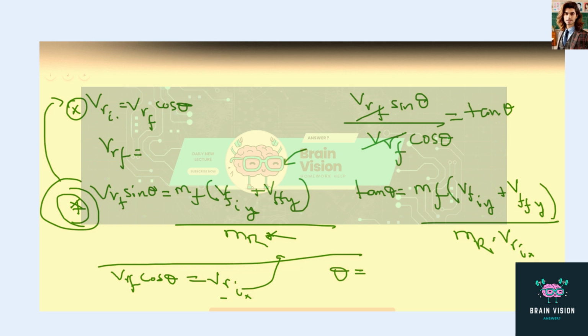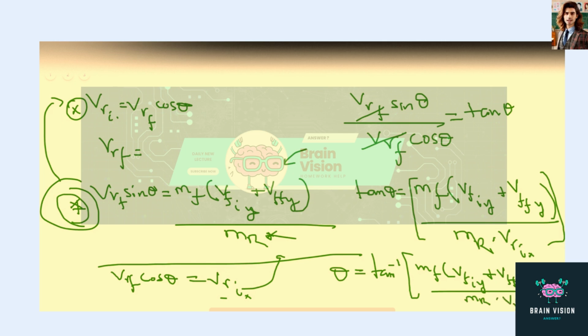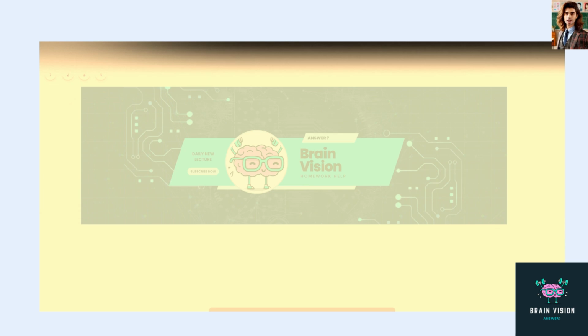So a tan inverse of all this expression in the bracket: mass of falcon times initial velocity of falcon in the y, plus final velocity of falcon in the y, all over mass of raven times initial velocity of raven in the x. So it's a mouthful of variables. In the next part, we just have to plug in the numbers.